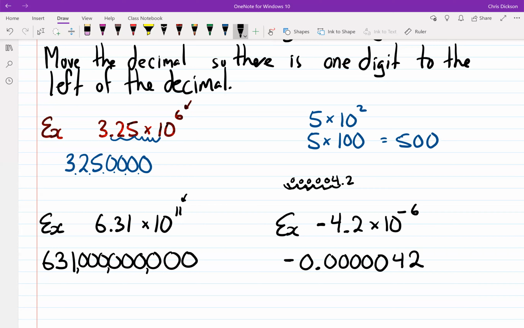Once again, I could type it on my calculator to double check: negative 4.2 times 10 to the minus 6. So negative 0.000, and we get 1, 2, 3, 4, 5 zeros.